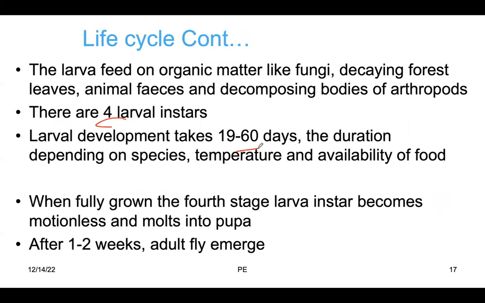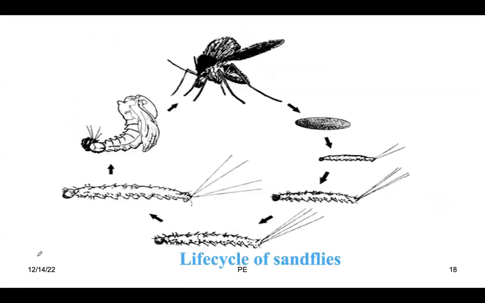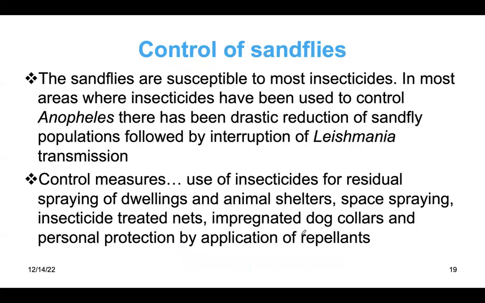When fully grown, the fourth stage larva instar becomes motionless and molts into a pupa. After one to two weeks, the adult fly emerges. So this is a cycle. The adult lays eggs, the eggs go through the four larval instar stages, which then becomes a pupa and then becomes an adult again. These are typical characteristics of the hairy processes that distinguish them from other larvae of sandflies.